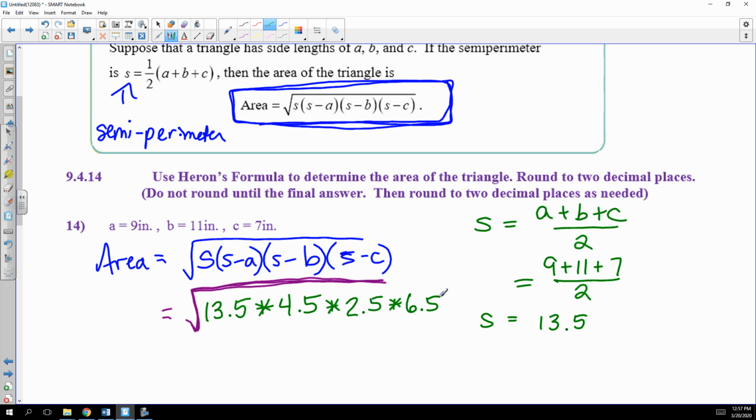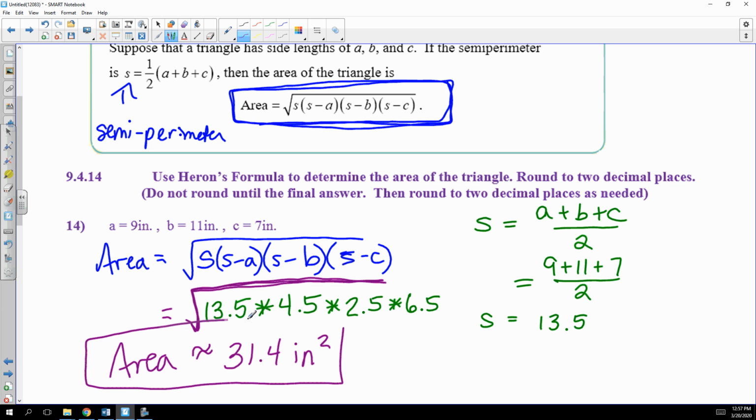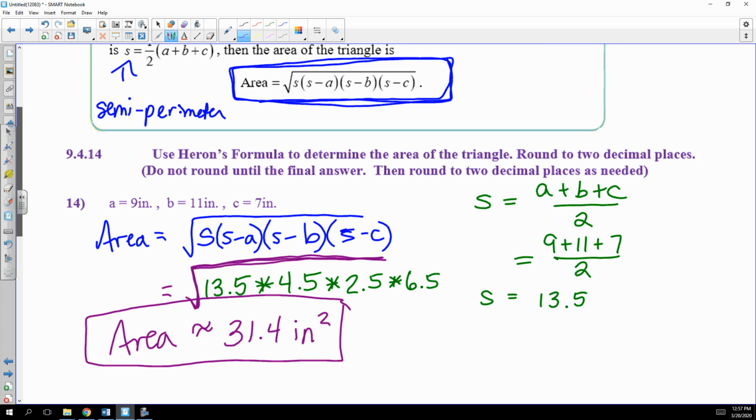So I'm going to press the square root key on my calculator first, and then I'm going to type all of that in, and the area is approximately 31.4 inches squared. And that's what I got for the area of that triangle using Heron's formula.